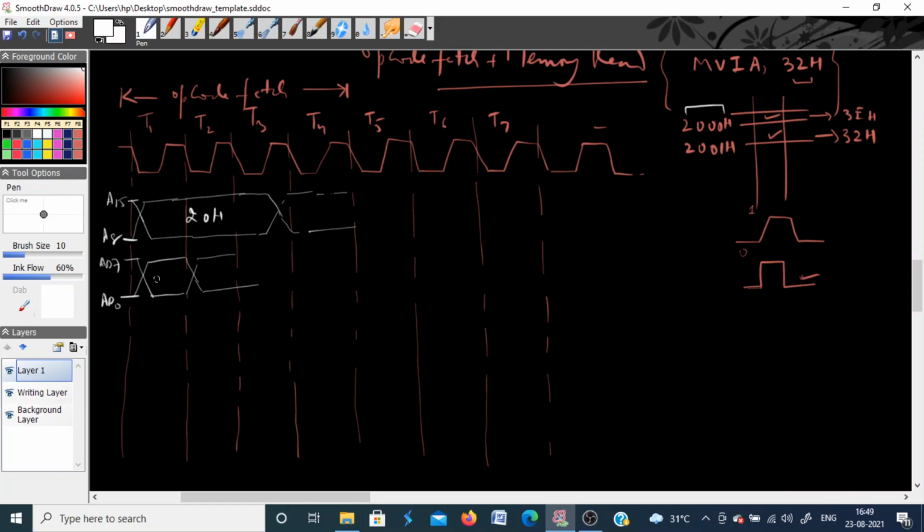So the lower 8-bit address 00H will be placed on the lower 8 bits, and at the same time, in the first clock period itself, the processor will activate this ALE signal. It goes from high to low to high for a small period of time, during which this lower 8-bit address is latched. Okay, and for the next cycle they are free to carry data, right?